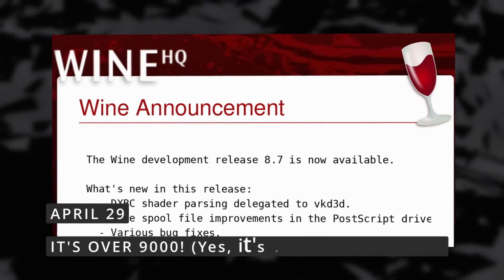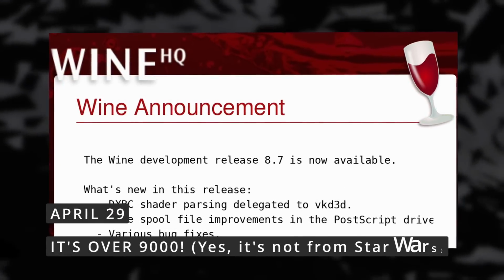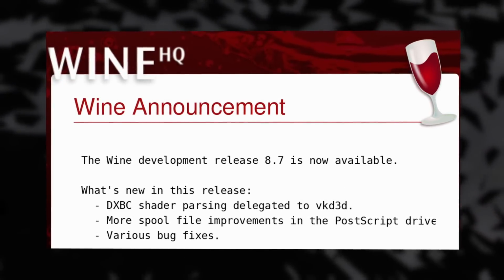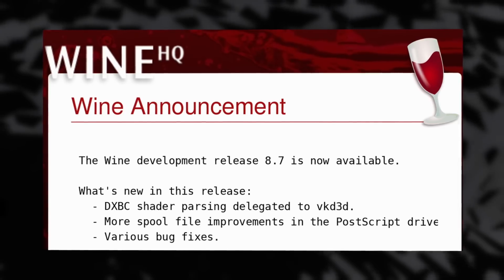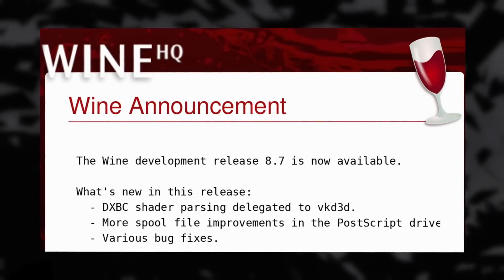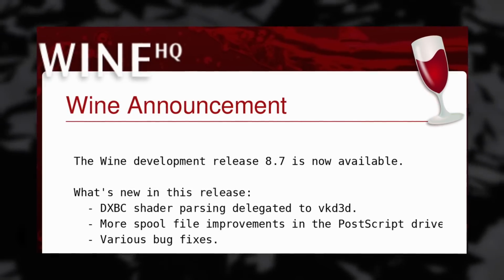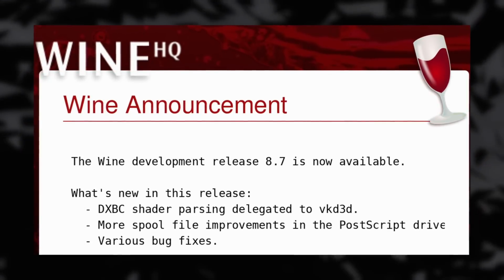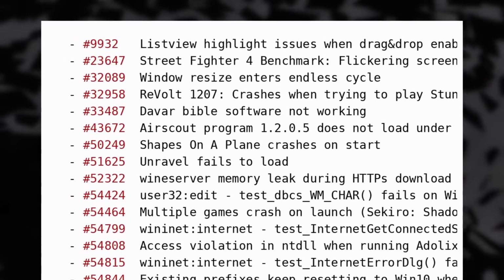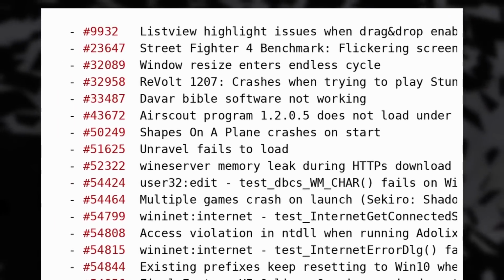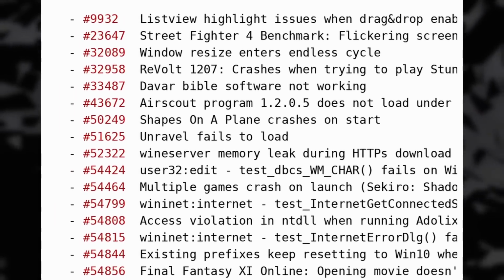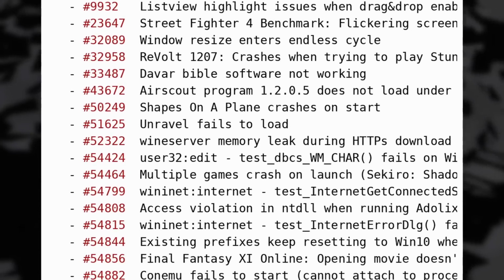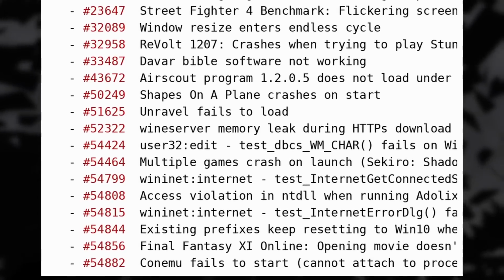And let's finish the video with the gaming news. First, we have the release of Wine 8.7, which delegates parsing the shaders to VKD3D, which makes sense as it's the library that translates DirectX calls to Vulkan. There are also 17 bugs fixed, including for games like Street Fighter 4, Revolt 1207, Shapes on a Plane, Unravel, or Final Fantasy XI Online.